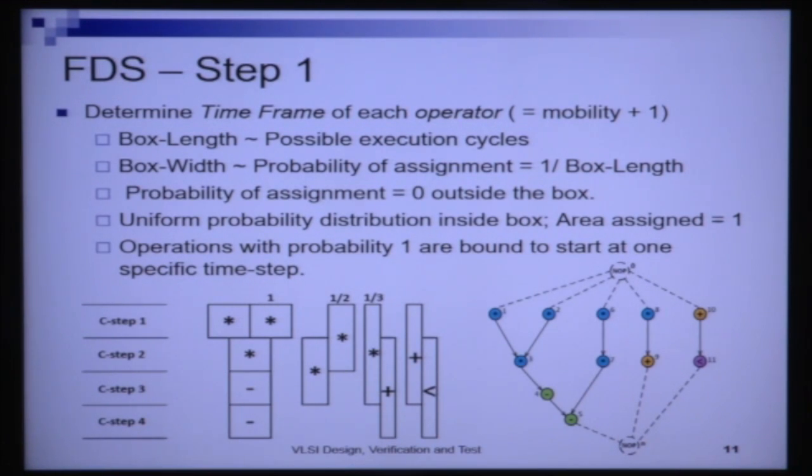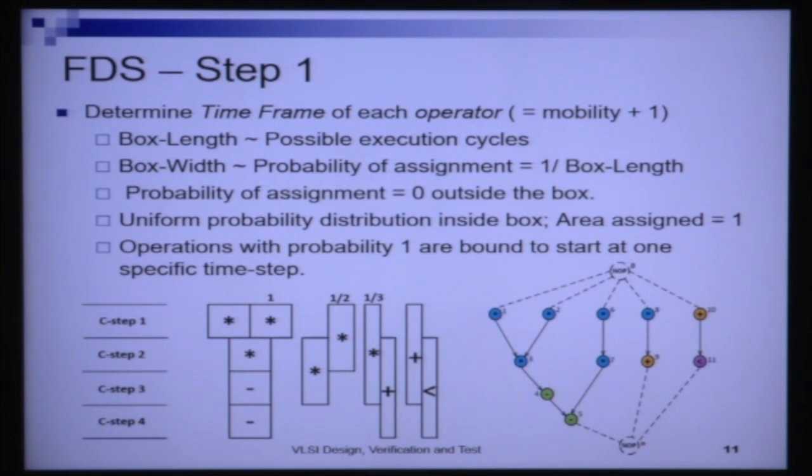What is the width of a box? The width of a box is its probability of assignment, and is given by 1 by the box length. So, if the box length is 1, that means the probability of assignment is 1, and that operation must be scheduled in that time step. That is why the width of these operations is 1. The width of the multiplication operation V6 is half because its box length is 2. So, 1 by time frame is the probability of the operation.